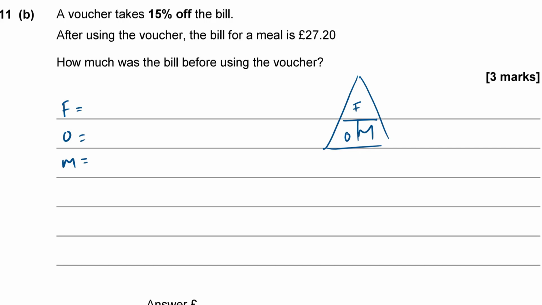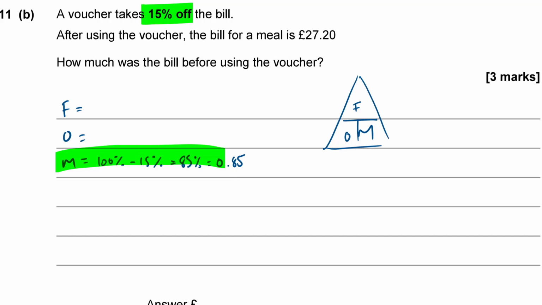So a voucher takes 15% off the bill. So the multiplier then, if you've got 100% and you're doing a 15% deduction, that is going to leave you with 85%, giving you a multiplier of 0.85. Okay, after using the voucher, that bit of information is there. So after using the voucher, the bill for the meal is £27.20.